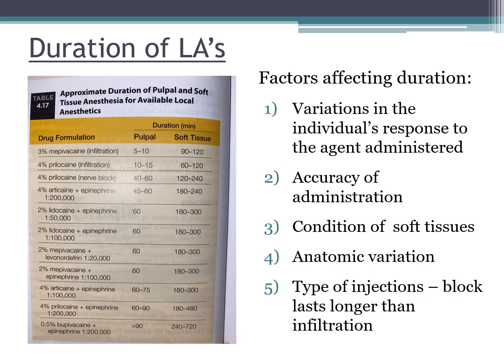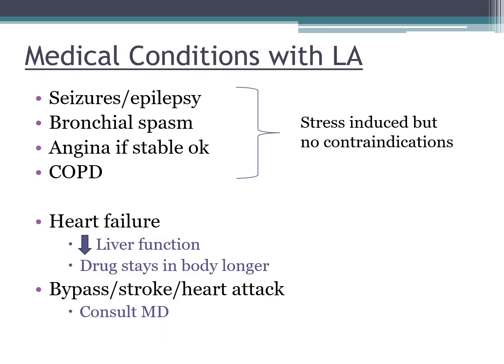The duration of local anesthetic. The factors affecting duration: number one, variations in the individual's response to the agent administered. 2, accuracy of administration. 3, condition of soft tissue. 4, anatomic variation. And 5, the type of injections, like blocks last longer than infiltrations.